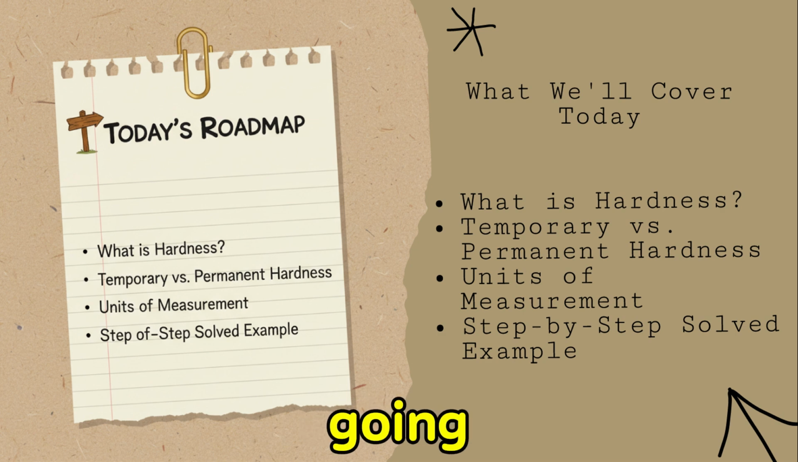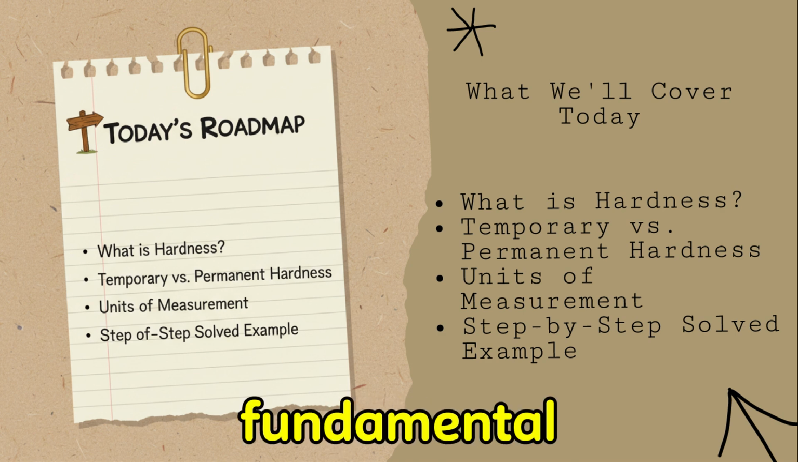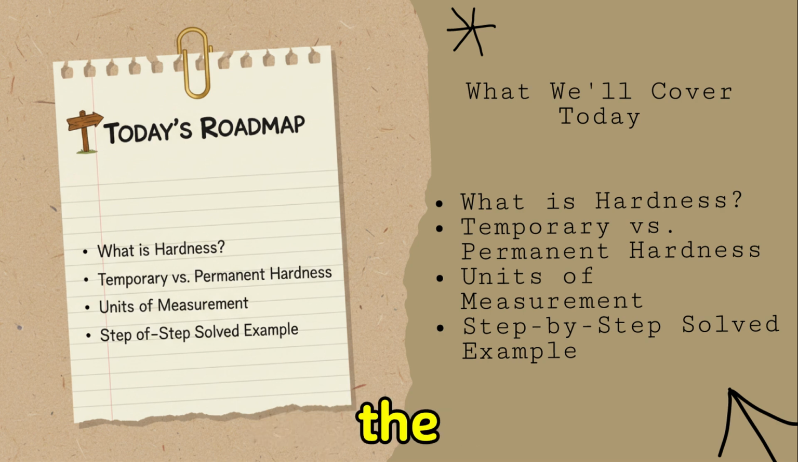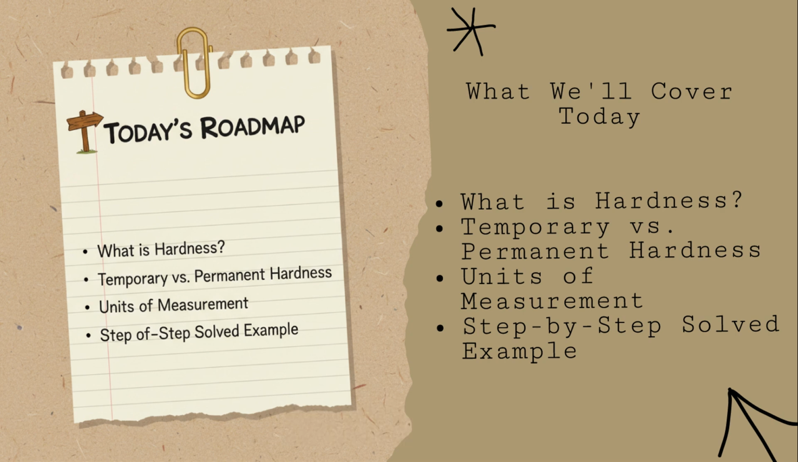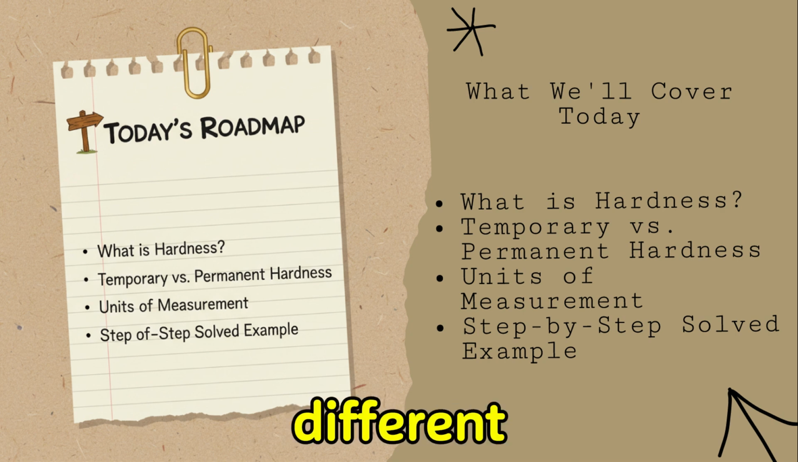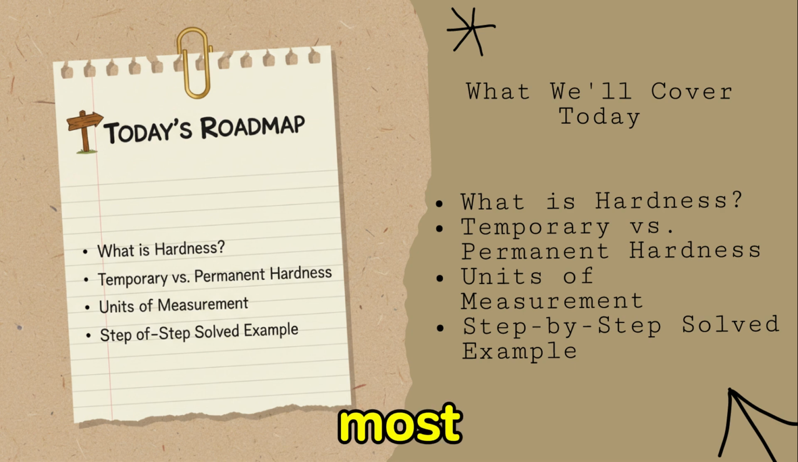In this video, we're going to break down one of the most fundamental topics in engineering chemistry, the hardness of water. We'll start with what hardness actually is and what causes it. Then we'll cover the two main types, temporary and permanent hardness. After that, we'll learn about the different units used to measure it, and most importantly, we'll walk through a classic numerical problem, step by step, so you can solve it with confidence in your exams. By the end of this video, you'll understand hard water inside and out.